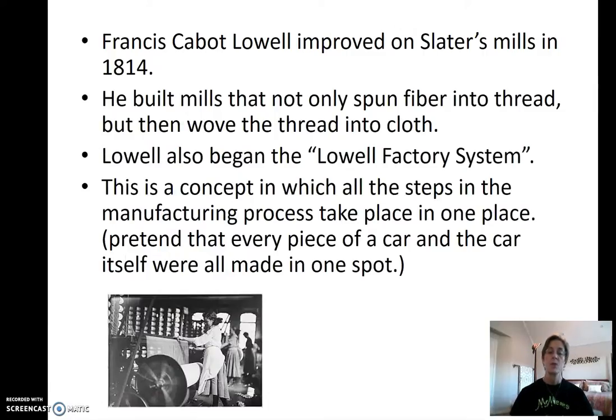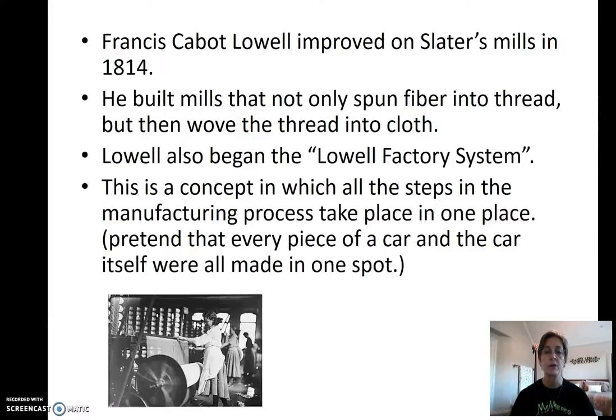All right. Now, Lowell, this is a little bit later in time, Lowell improves on Slater's idea. Lowell builds mills that not only spin the fiber into thread, but under the same roof, he then builds the machines to put the thread into cloth. This is called a factory system.